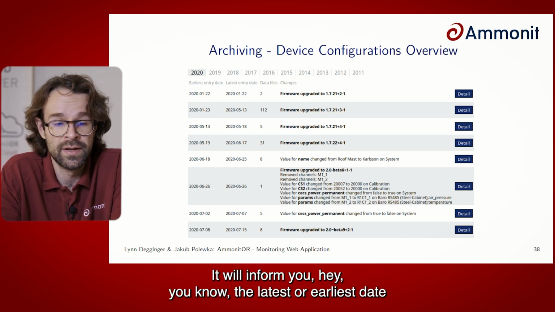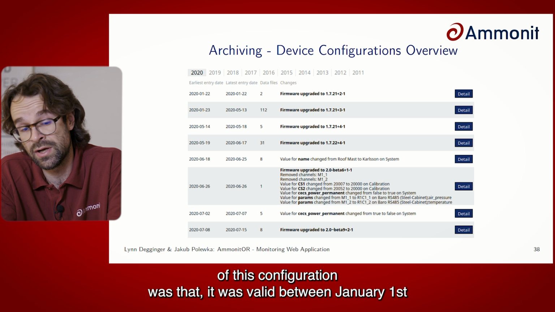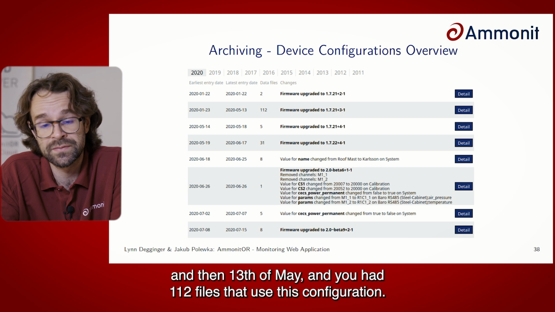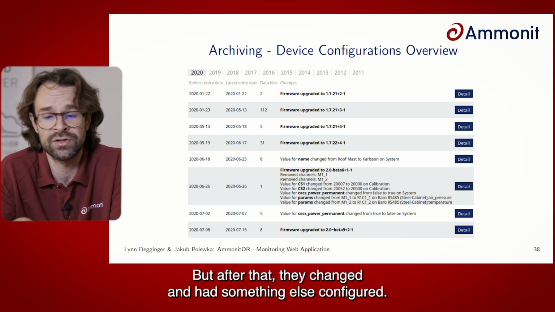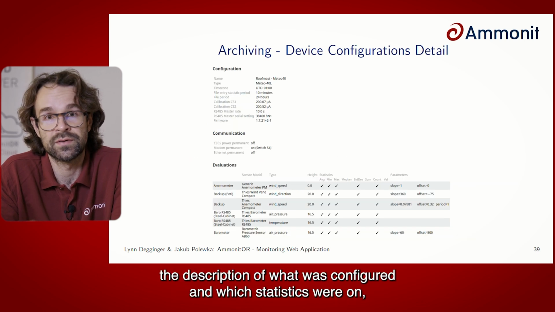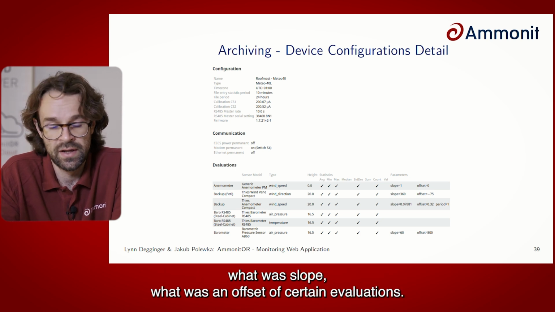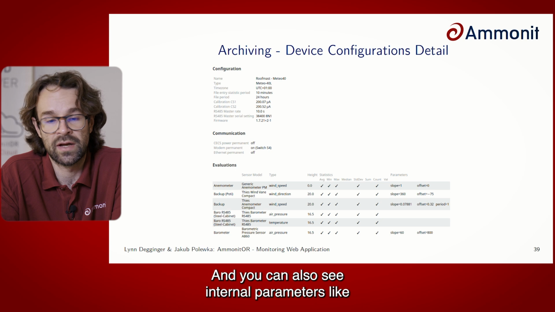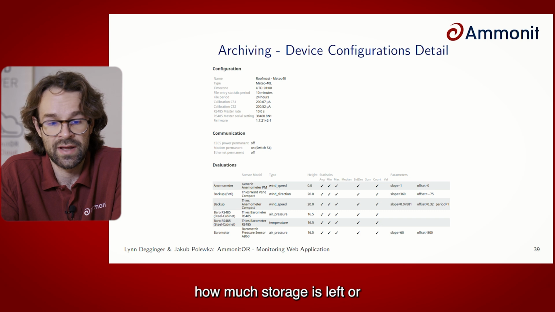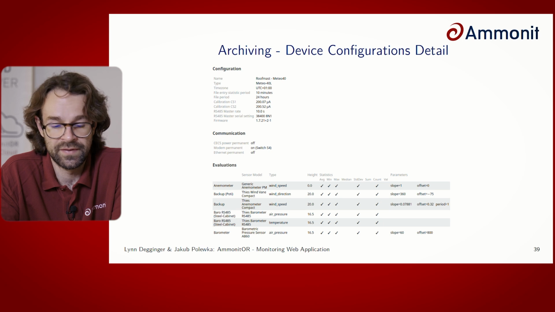It will inform you, hey, the latest or earliest date of this configuration was that. It was valid between January 1st and the 13th of May, and you had 112 files that used this configuration, but after that it changed and it had something else configured. And if you click on it, you have exactly here the description of what was configured and which statistics were on, what was the slope, what was the offset of certain evaluations. And you can also see internal parameters like, let's say, how much storage is left, or what is the time zone of the device, and so on, some kind of details.